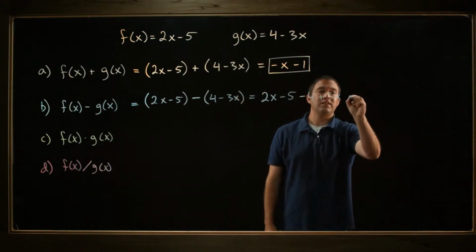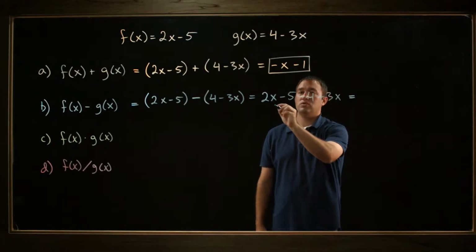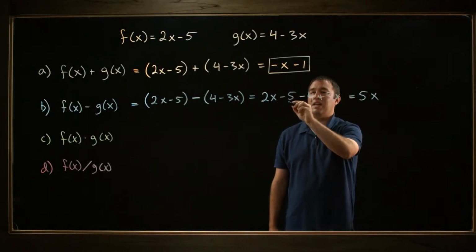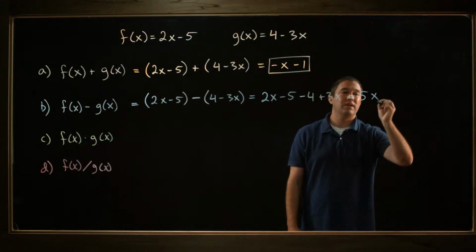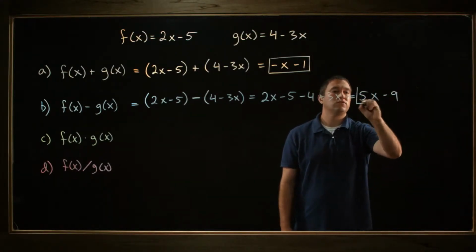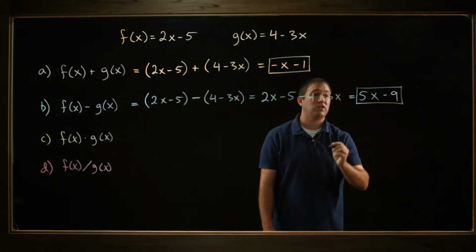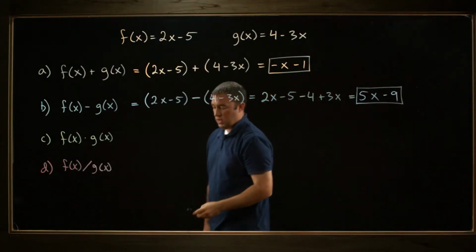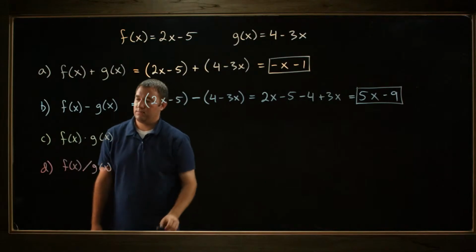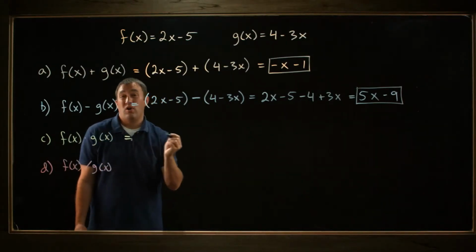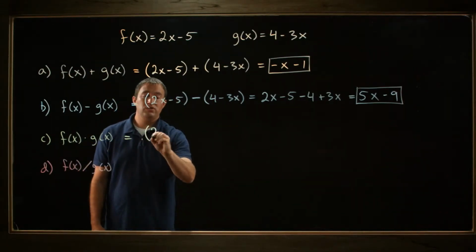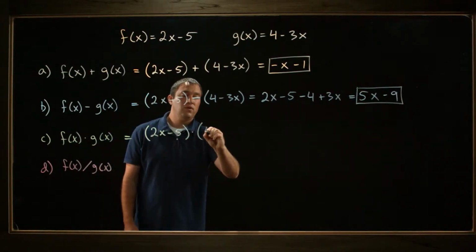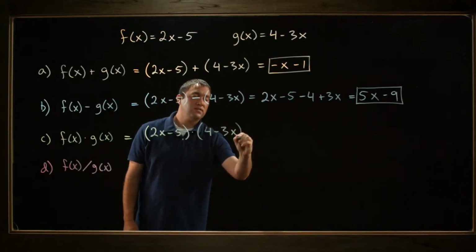And I can simplify this again by combining like terms. 2x plus 3x is 5x, and negative 5 minus 4 is negative 9. So my new function, f of x minus g of x, is 5x minus 9. Okay, when I take the product of two functions, parentheses are also important here. So this will be 2x minus 5 times 4 minus 3x.